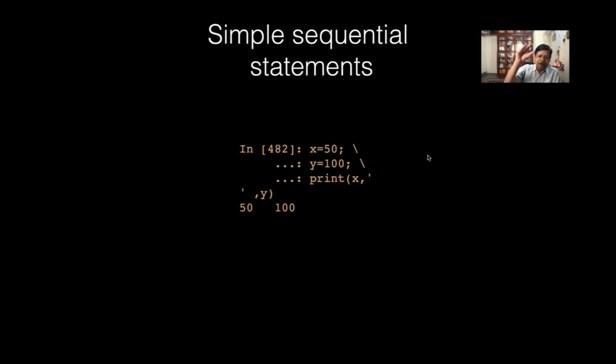So let's look at the simple sequential statements. It's trivial, but I'll just give an example. I'm typing in IPython, so you can see this here. x equal to 50, y equal to 100, and print x comma y. So here there are three statements. They come one after the other, and they're executed line 1, line 2, line 3. That's why it's called sequential and simple statements. There's no branching or repetition. So anyway, a program will contain these kinds of blocks of code.